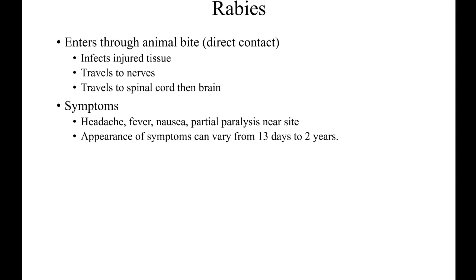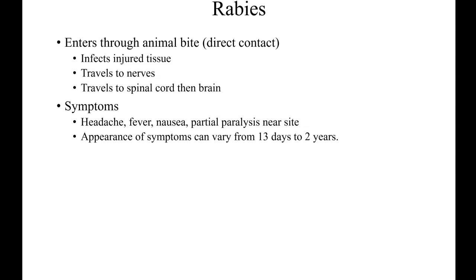So, a little bit more on rabies. Within this chapter, I've tried to sprinkle in some diseases just to make it a little interesting, because I know that's probably your point of reference and also interest. Rabies, as we know, can enter through animal bites, so this has to come from direct contact. It can then travel to the nerves, and then to the central nervous system, the brain and spinal cord. Symptoms can include headaches, fever, nausea, and partial paralysis.